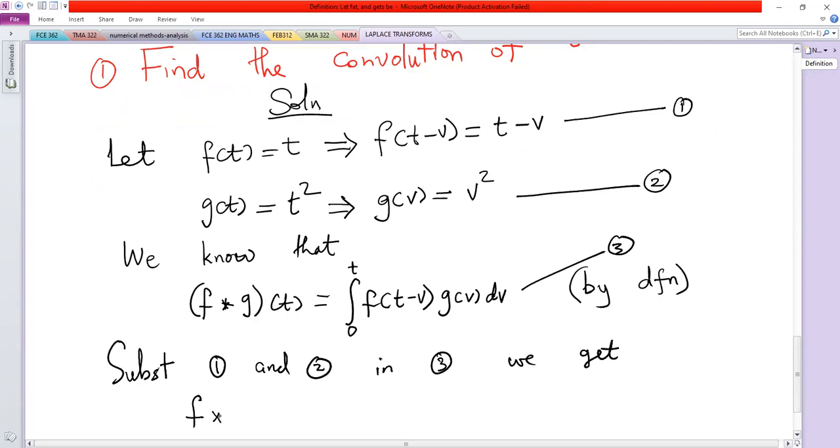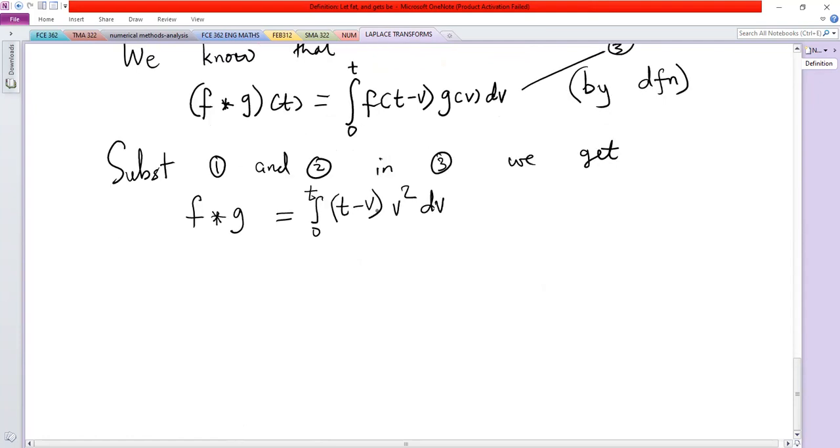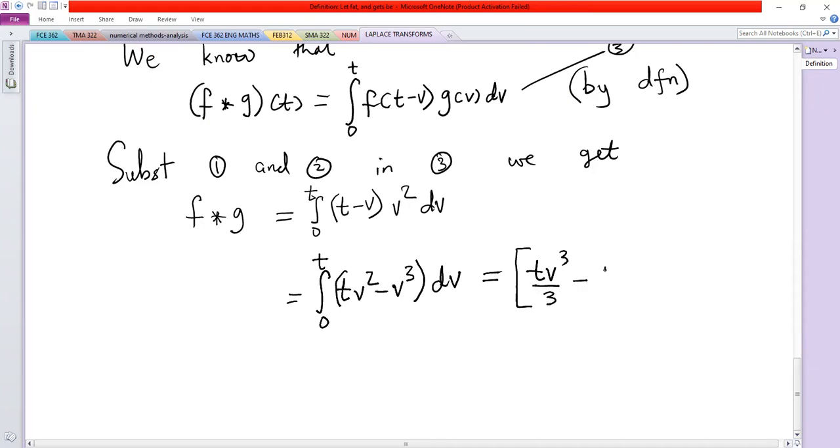that the convolution of f and g is given by the integral from 0 to t. Now f of t minus v is t minus v, and g of v is v squared, and we multiply by dv. The problem just reduces to integrating this function: the integral from 0 to t of v squared times t, which is t v squared, and v times minus v is minus v cubed, with respect to v. This gives t v cubed divided by 3 minus v power 4 divided by 4, with v from 0 to t.